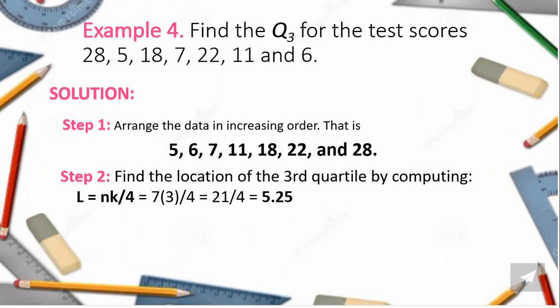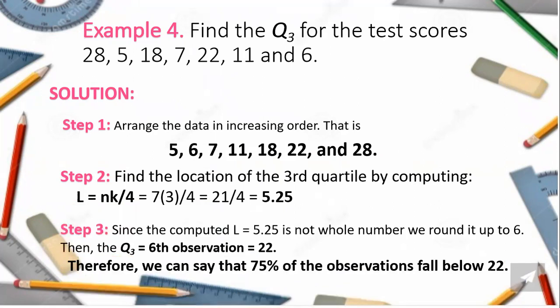L is not an integer. In this case, we are going to round up L to the next higher integer, so it becomes the 6th observation. From the arranged data, the 6th observation is 22. Note that if we are going to interpret quartile, we need to multiply K by 25%. Therefore, we can say that 75% of the observations fall below 22.